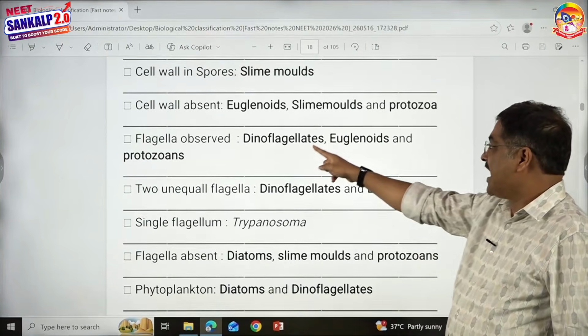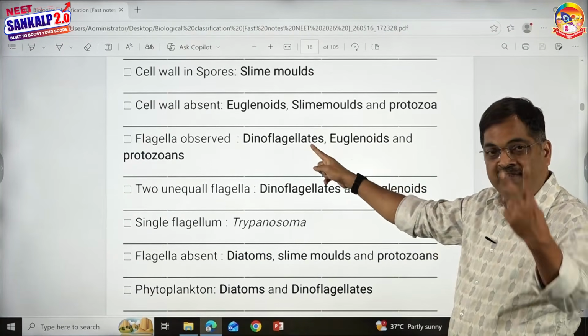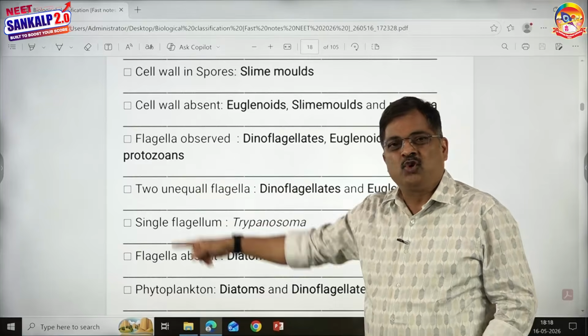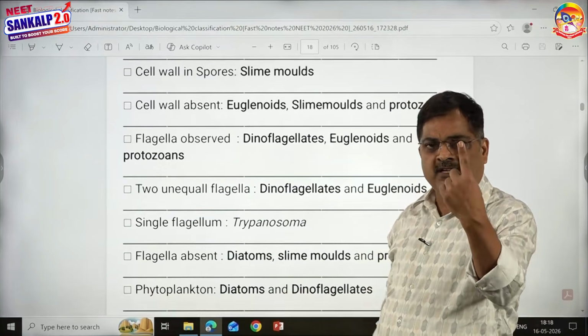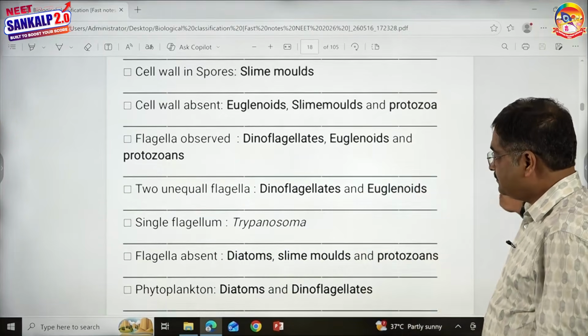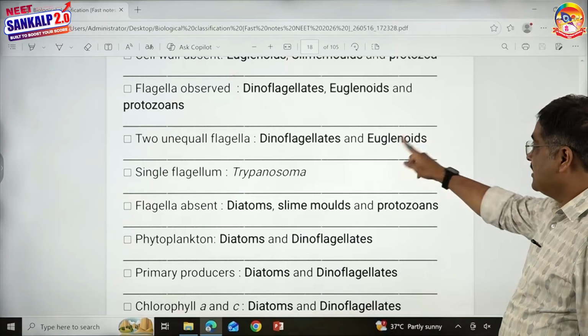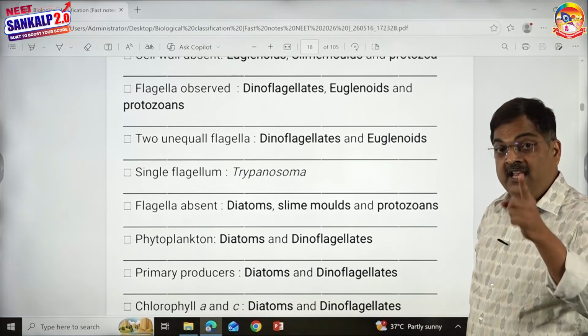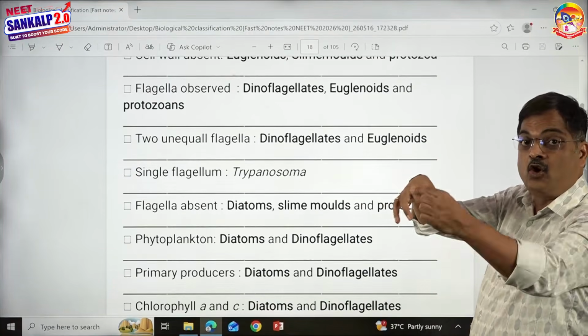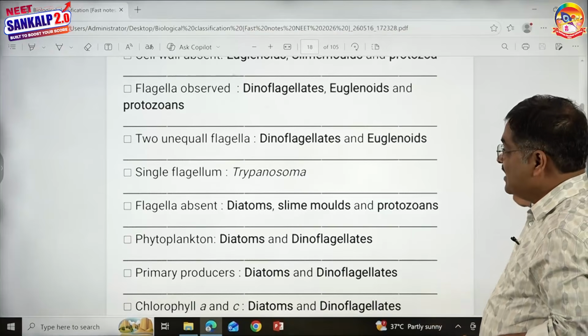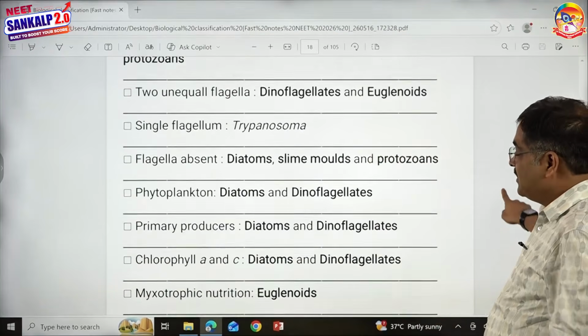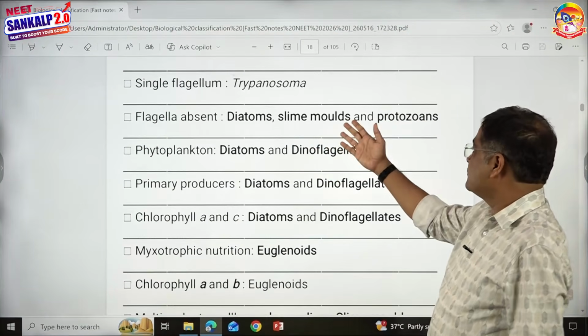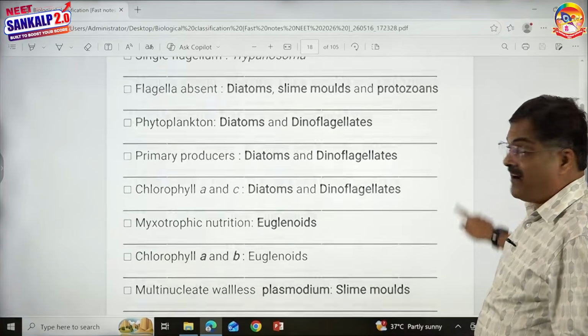Flagella is observed in dinoflagellates and euglenoids. Two flagella in these. And protozoans, Trypanosoma and Leishmania, contain only one flagellum. Two unequal flagella: dinoflagellates and euglenoids. Even in dinoflagellates, the transverse and longitudinal flagella are unequal. Single flagellum: Trypanosoma. Flagella is absent in diatoms, slime molds, and protozoans.